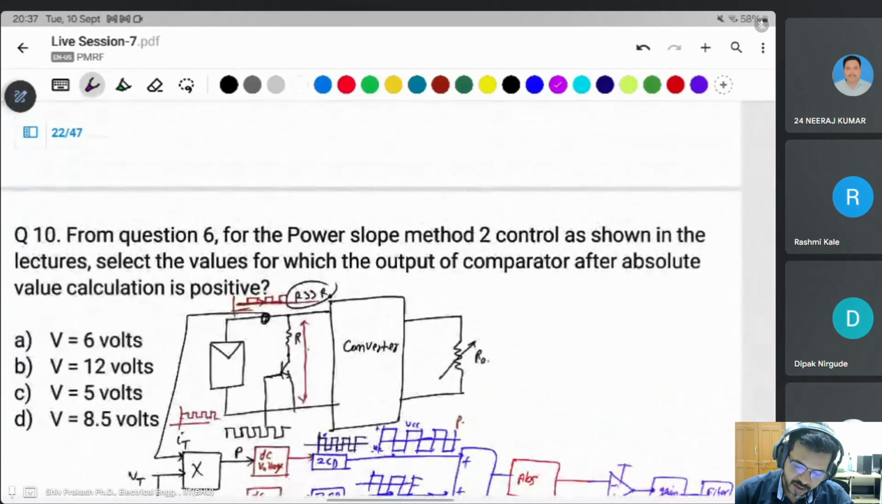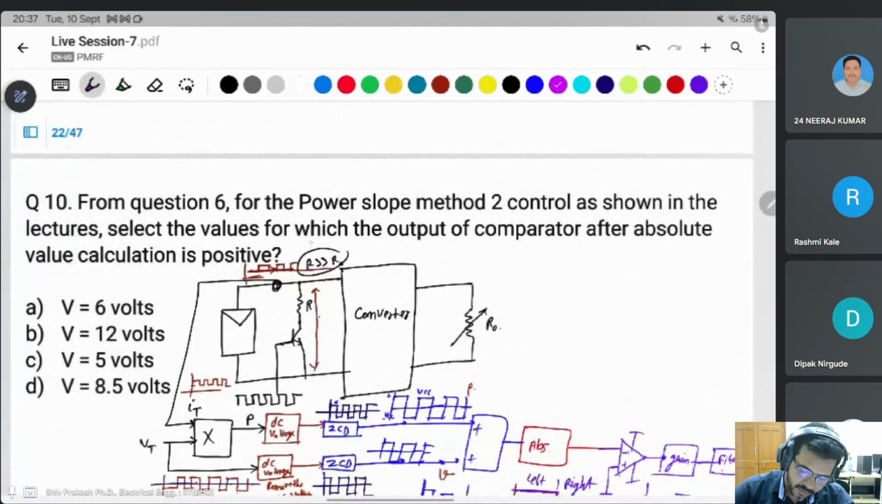And then the question is asking about selecting the values for which the output of the comparator after absolute value calculation is positive.